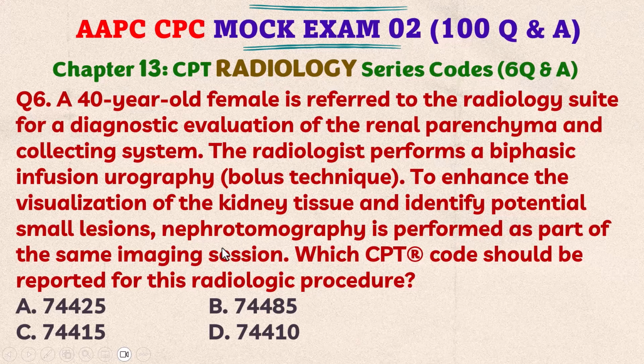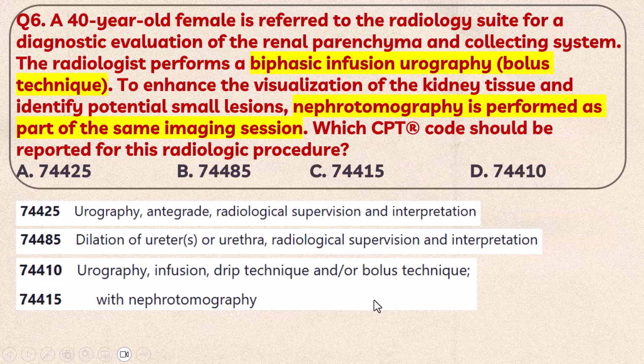So there are 4 answers available. Take your CPT code book and find the answer. So here you have to highlight that this is a biphasic infusion urography and nephrotomography is performed as a part of the same imaging session. Once you look at the answers, all answers are adjacent codes, so you can use the elimination method for the exam purpose. Once you go to the code 74425, that is urography, antegrade, radiological supervision and interpretation. That is not the case here. 74485 is dilatation of ureter or urethra. That is not the case here.